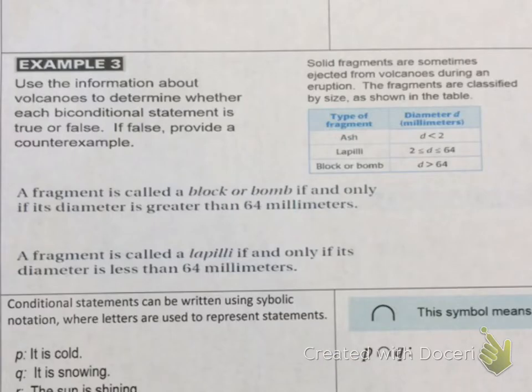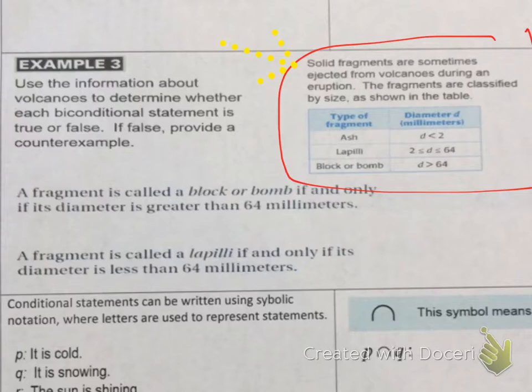All right, example 3 here says, use the information about volcanoes to determine whether each biconditional statement is true or false. If false, provide a counterexample. So really what we're doing is using this chart over here to see if these two statements are true or false. Solid fragments are sometimes ejected from volcanoes during an eruption. The fragments are classified by size as shown in the table.